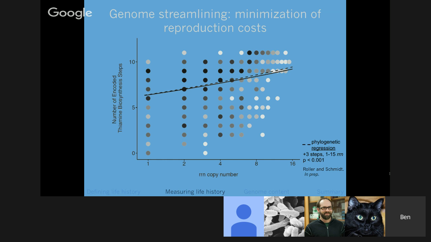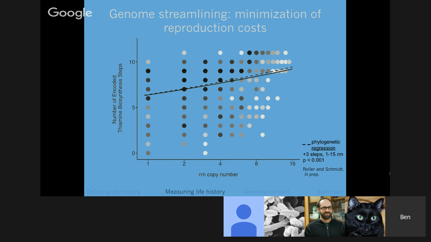And what we see when we look at the full thiamine biosynthesis pathway with a Poisson regression here, indicating the number of encoded steps on the y-axis, and the darkness of each color represents how many genomes tend to have that many steps at that copy number category. And what we see is this overall positive relationship where low copy number genomes tend to encode fewer thiamine biosynthesis steps, and high copy number organisms tend to encode many thiamine biosynthesis steps.